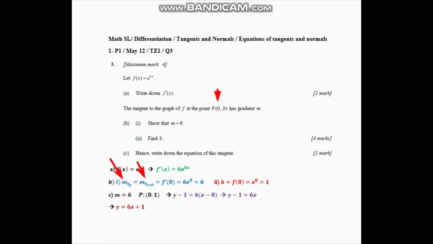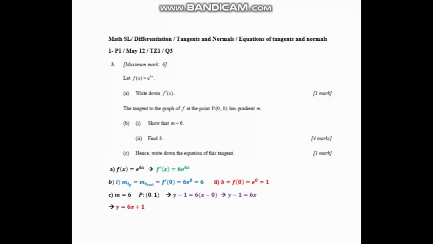So the slope of the tangent at x equals 0 is found by simply finding f dash of 0, which in itself is found by plugging 0 for x in the green equation. So I get 6e to the power of 0, which is 6.